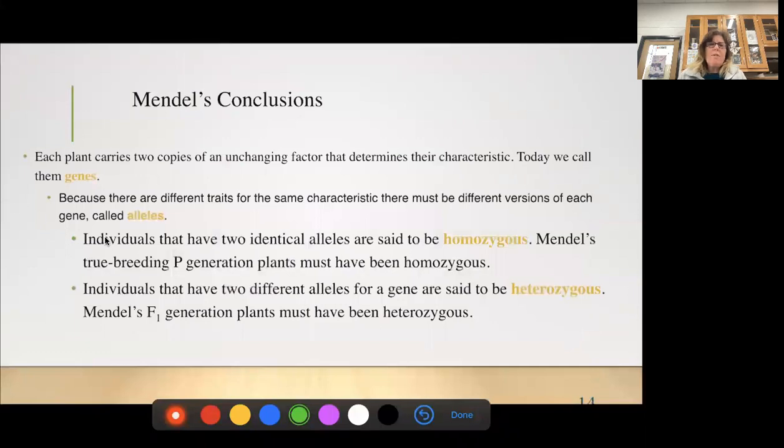So Mendel's conclusions are that each plant carries two copies of an unchanging factor he called genes, factors to determine characteristics. Because there are different traits for the same characteristic, there must be different versions of each gene, and he called these different versions alleles. Individuals that have two identical alleles are homozygous. Individuals with two different alleles are heterozygous.